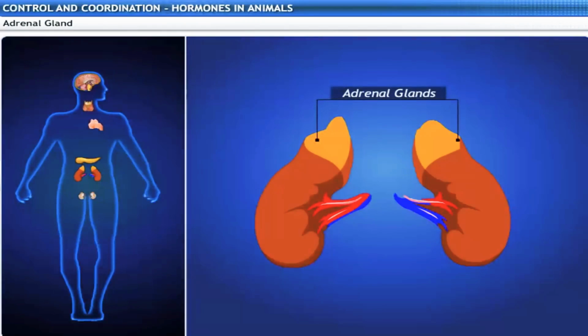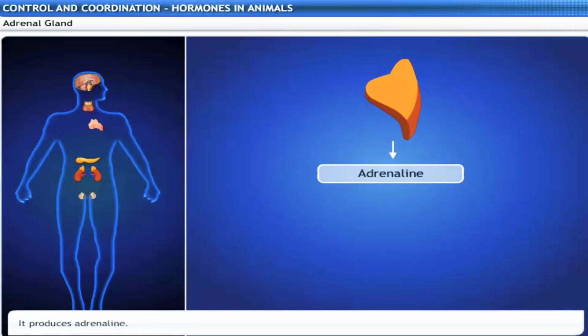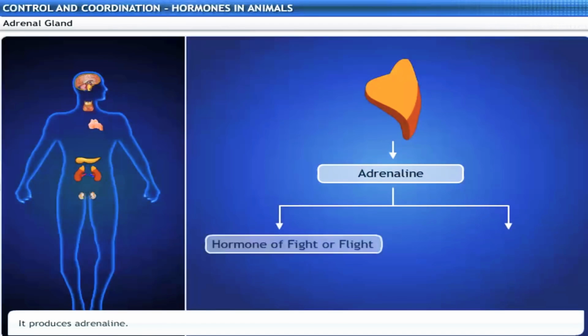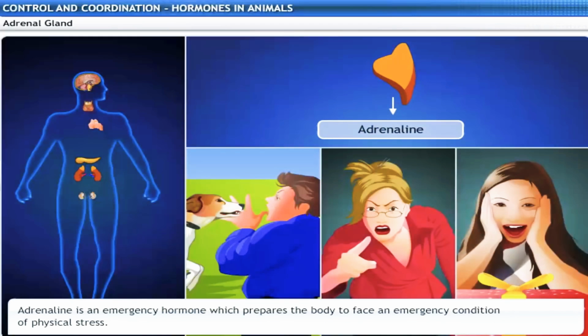The adrenal gland is located above the kidney, hence the name suprarenal glands. It secretes a hormone called adrenaline. This hormone is also called the hormone of fight or flight, or the emergency hormone. It prepares the body to face an emergency condition of physical stress like danger, anger, and excitement.